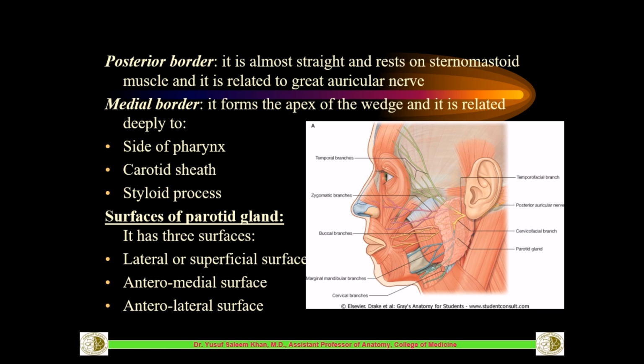The medial border forms the apex of the wedge and it is related deeply to the side of the pharynx. The medial border will be deep inside, so you can see it in the cross section. Let's see if there is a cross section. I will show you the medial border, which will be deep inside. It forms the apex of the wedge and it is related deeply to the side of the pharynx, the carotid sheath and the styloid process.